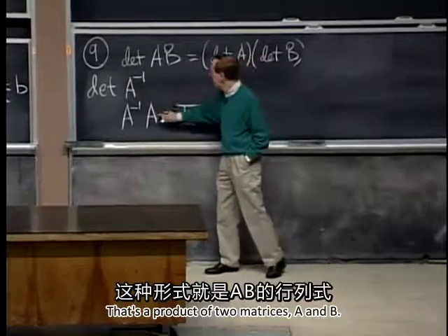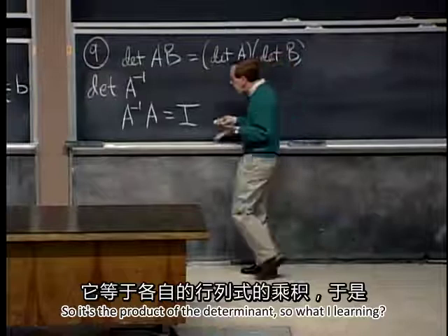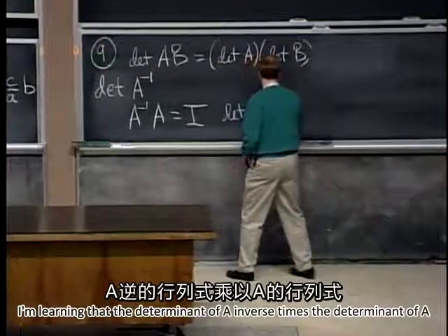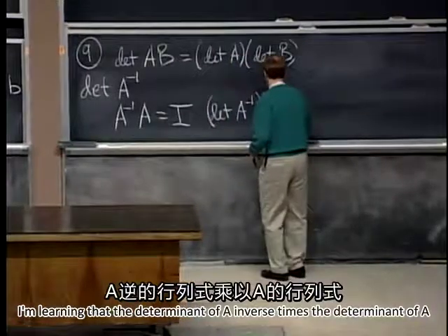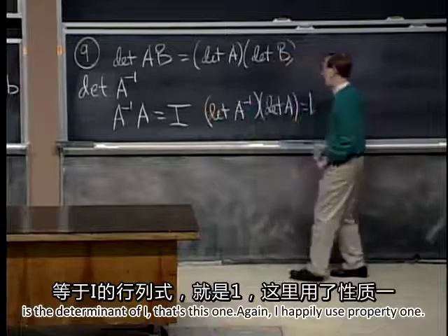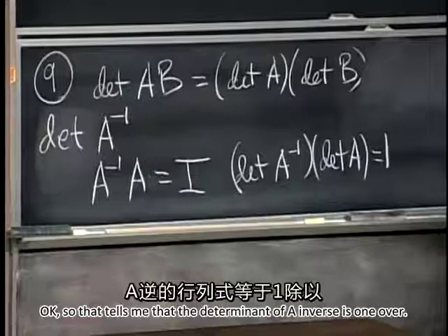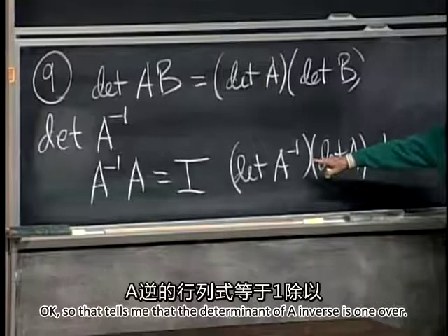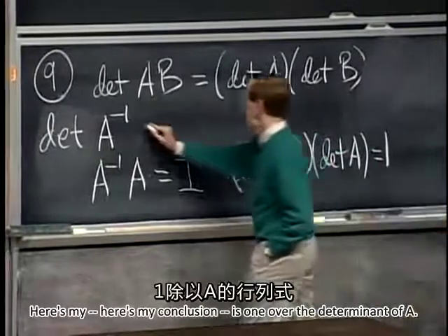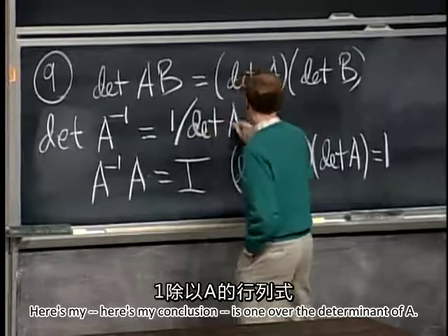That's a product of two matrices, A and B. So it's the product of the determinants. So what am I learning? I'm learning that the determinant of A inverse times the determinant of A is the determinant of I. That's this 1. Again, I happily use property 1. So that tells me that the determinant of A inverse is, here's my conclusion, 1 over the determinant of A.